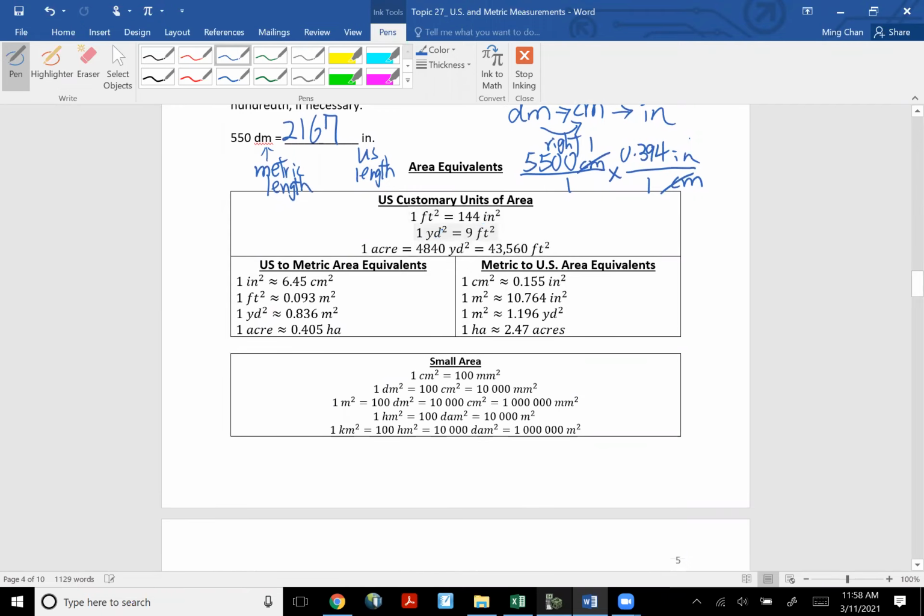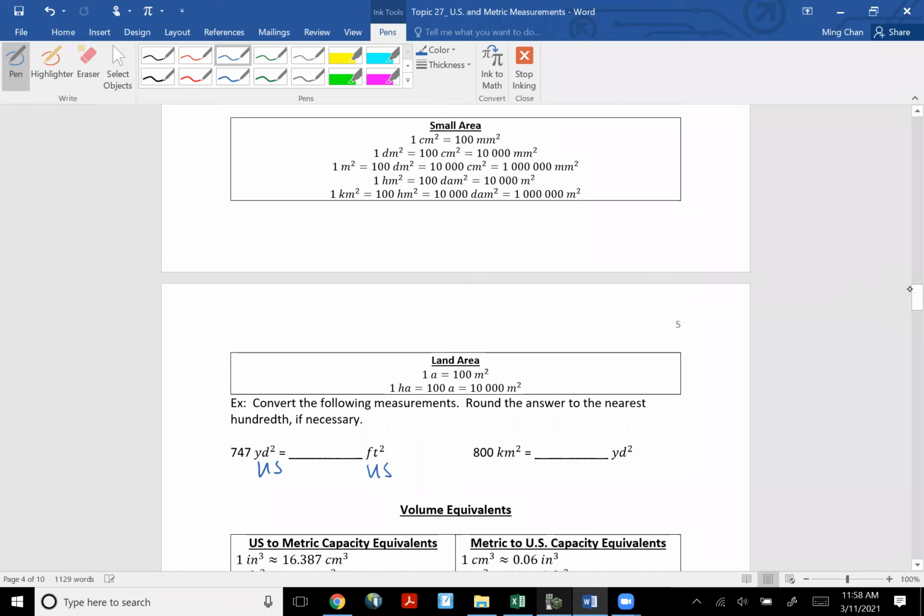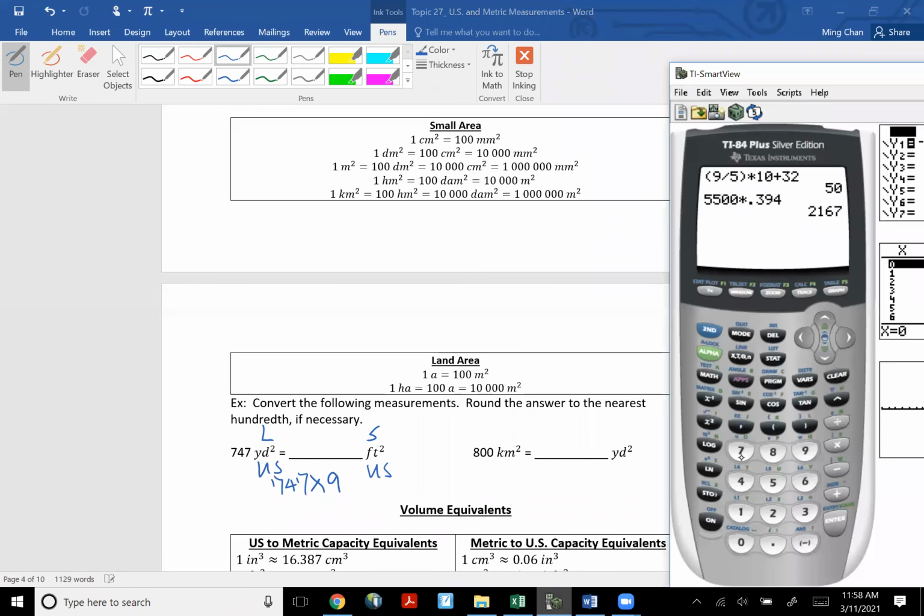So square yard is bigger than square feet because normally yard is bigger than feet. So going from large to small, we can multiply. And the ratio between square yard to square feet is 9. So I'm going to take my 747 times 9, and that will tell me how many square footage I have.